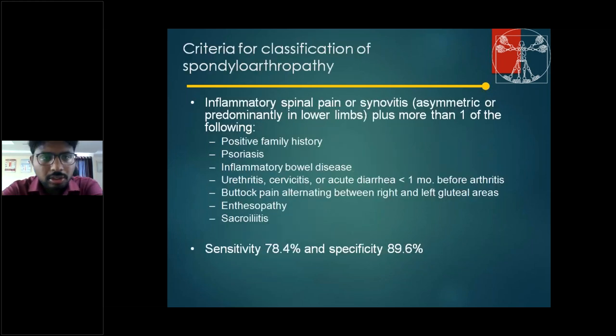So to classify whether a patient has spondyloarthropathy, the main symptom is inflammatory back pain. Back pain is the most common symptom we see. But what is inflammatory back pain? What is the difference? We'll learn about it. If the patient has inflammatory back pain plus one or more of the following: positive family history, psoriasis, IBD, urethritis, cervicitis, acute diarrhea, which is nothing but reactive arthritis, buttock pain alternating between right and left gluteal areas, enthesopathy. What is enthesitis?